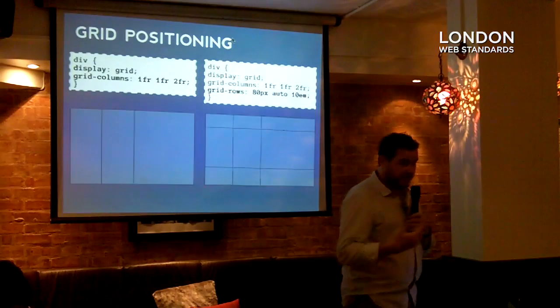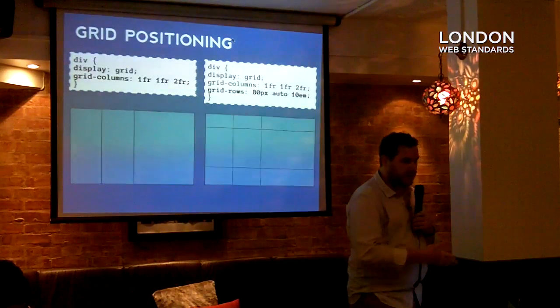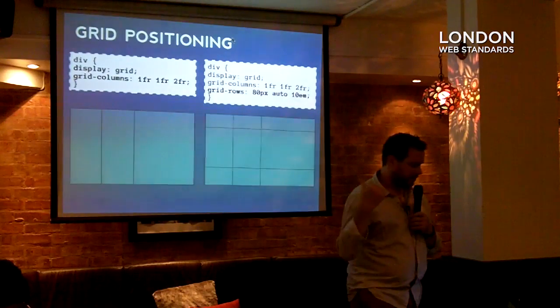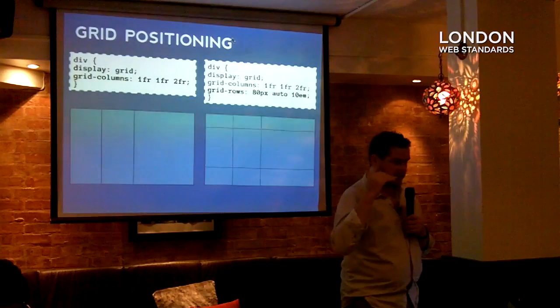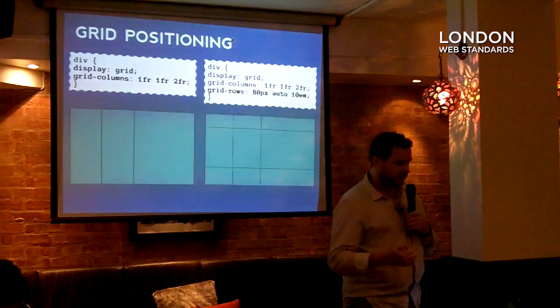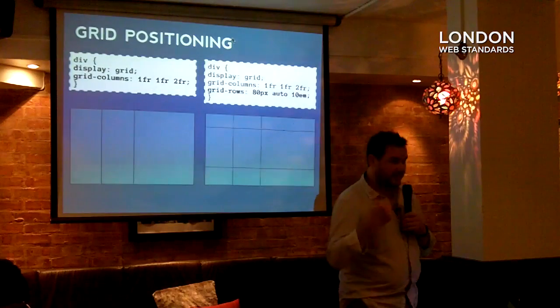You can also add rows to that as well, but you don't have to use the fraction value. You can use length values as well. So here you've got 3 rows where the top one is 80 pixels high, the second one is automatic, so resize to the content, and the third one is 10 EMs high.